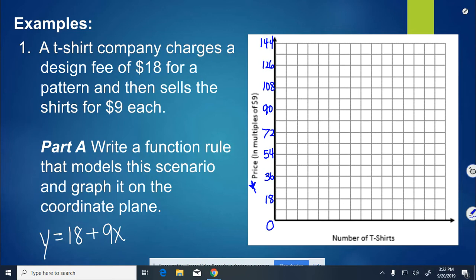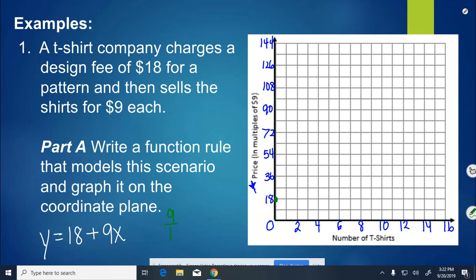Now along the bottom, it's just the number of t-shirts with no indicator of how to set it up. So let's make each one just one t-shirt. I'm going to skip and do two t-shirts for every other box. And now we can graph this, okay? So it says y equals 18 plus 9x. So 18 is our y-intercept. We'll start at 18 on the y-axis. Then it says each t-shirt is $9, so we're going to keep increasing by 9. So our slope is 9 over 1.